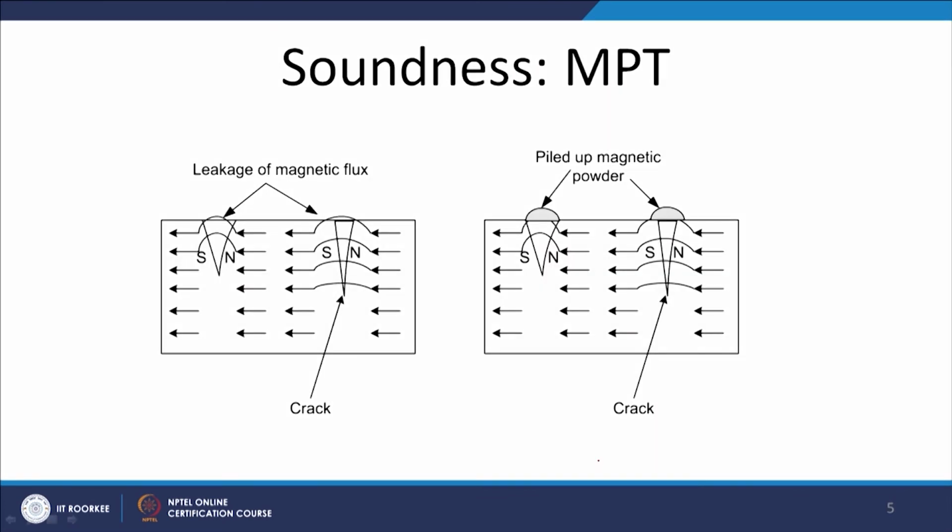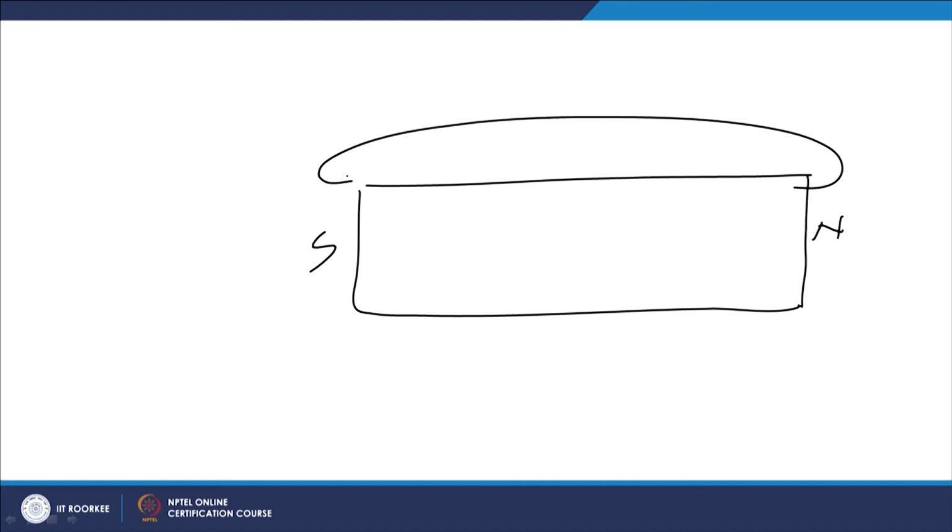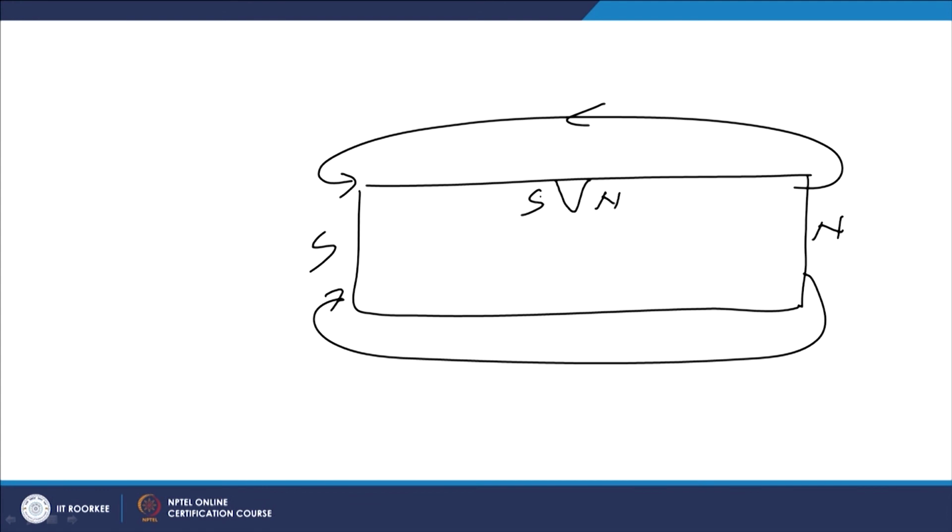The magnetic particle test is another method. This test is based on the principle that all magnetic materials have a north pole and a south pole, and magnetic lines move from north to south like this. We know that these lines of magnetic flux will move more effectively through the metals.